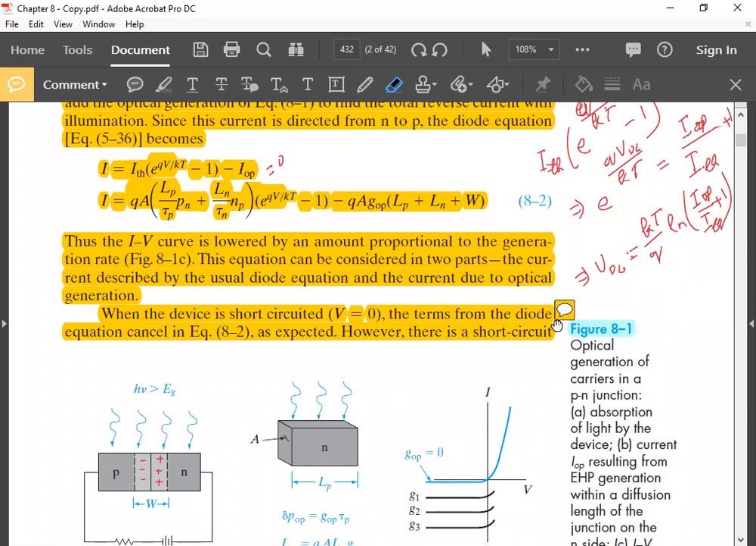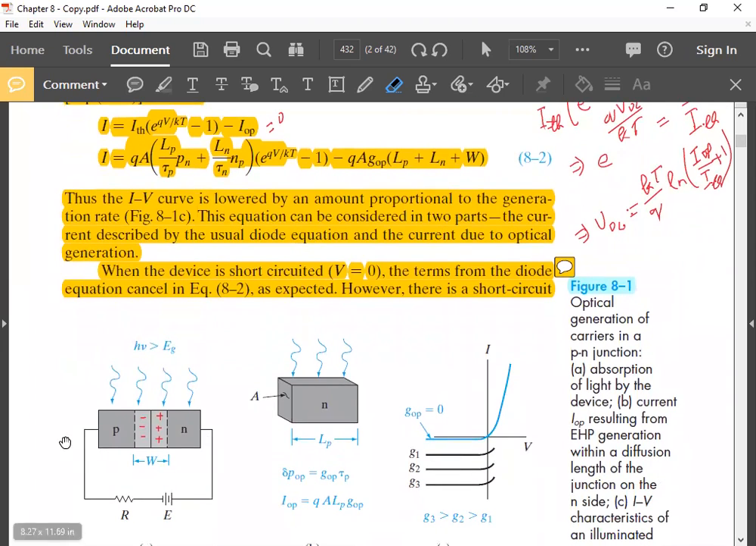For an illuminated junction, if you open the circuit, you will get a voltage across the PN junction which has the same polarity as the forward bias voltage. That means P side positive, N side negative. Understood? Yes, sir.